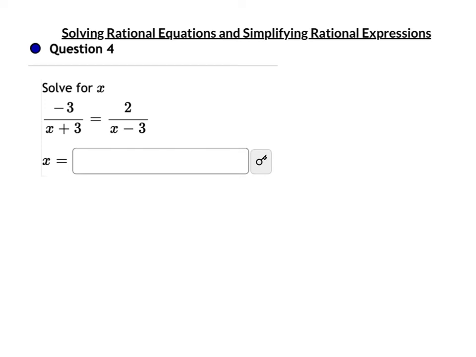Question 4. There are 2 ways you could do this. Because there's a single fraction on each side, if you wanted, you could cross multiply. That only works because there's a single term on each side. If there'd been a plus 2 out here, you couldn't cross multiply unless you got a common denominator and combined like that right half. It's easier usually just to multiply by the common multiple, that's the common denominator, and eliminate all your fractions. The common multiple would be x plus 3 times x minus 3.